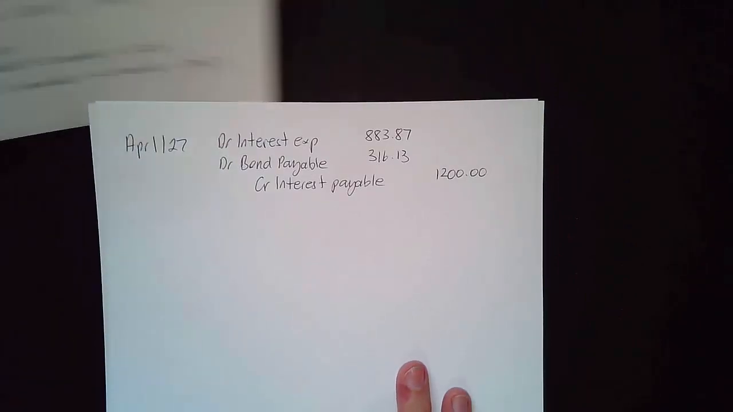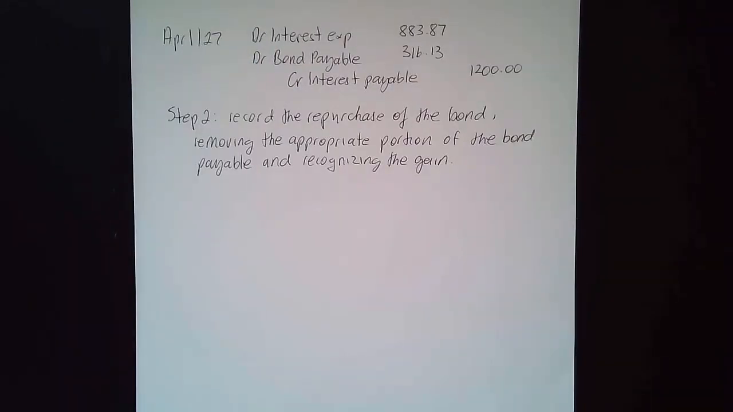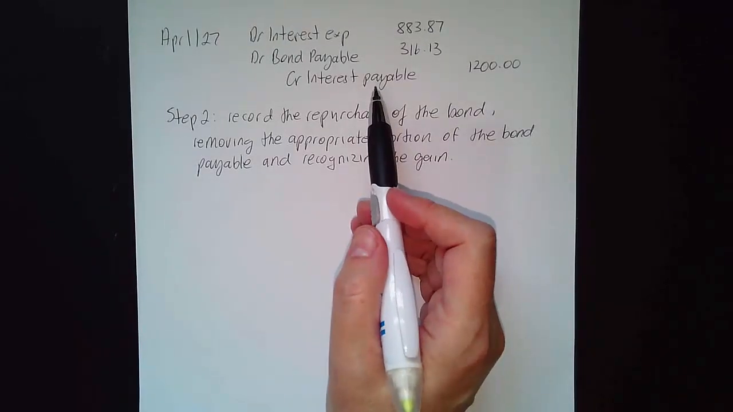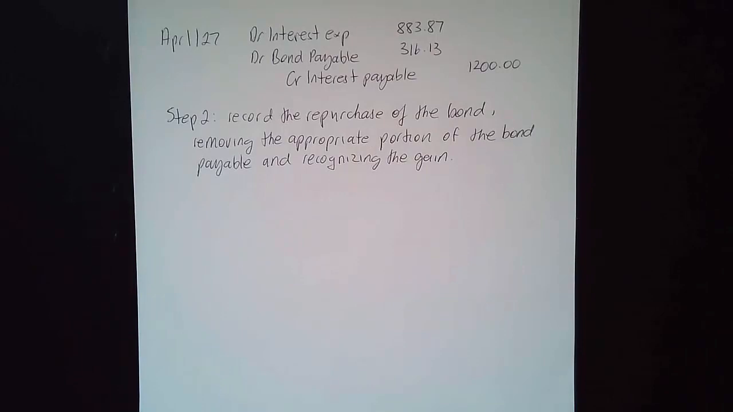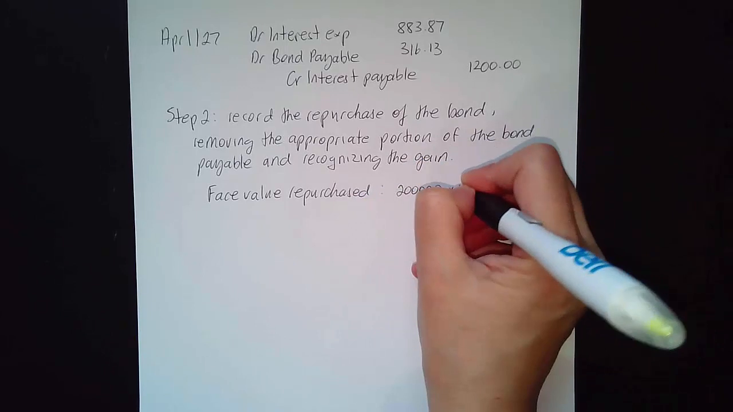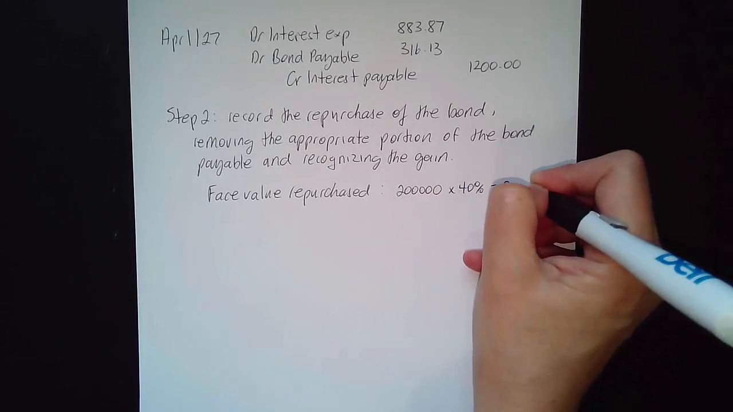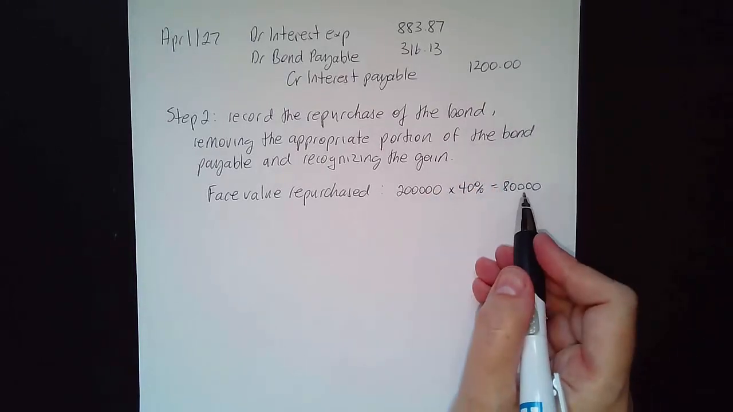I'm just going to remove this and move up my paper. Step 2. I have to record the repurchase of the bond, and I've got to remove that portion of the bond payable that we've eliminated. Plus, I have to eliminate the interest payable, and I have to pay the cash and recognize the gain. So first, how much of the face value is going to be repurchased? And we know that this is going to be the 200,000, which is the face value, multiplied by the 40%, which is what we repurchase. This is $80,000. So that's the amount of the face value that's going to disappear.